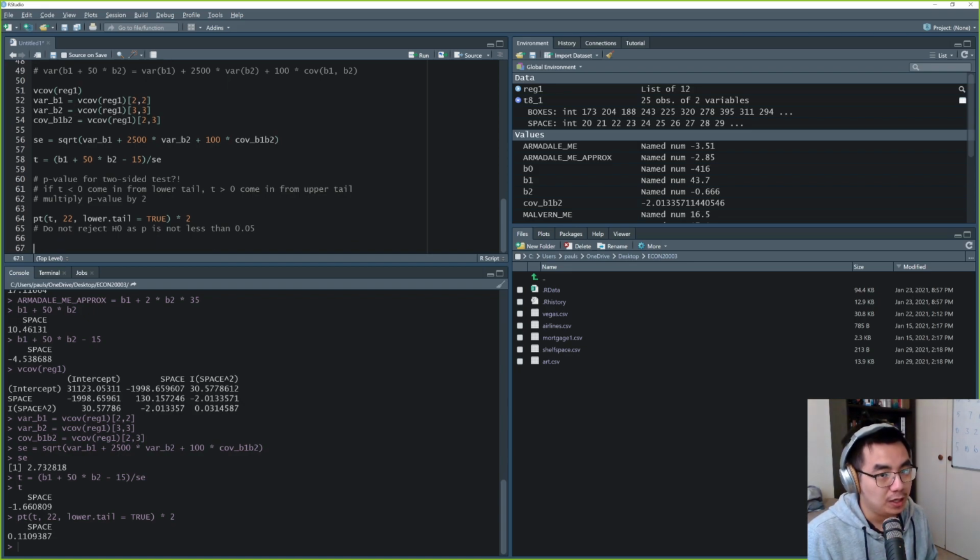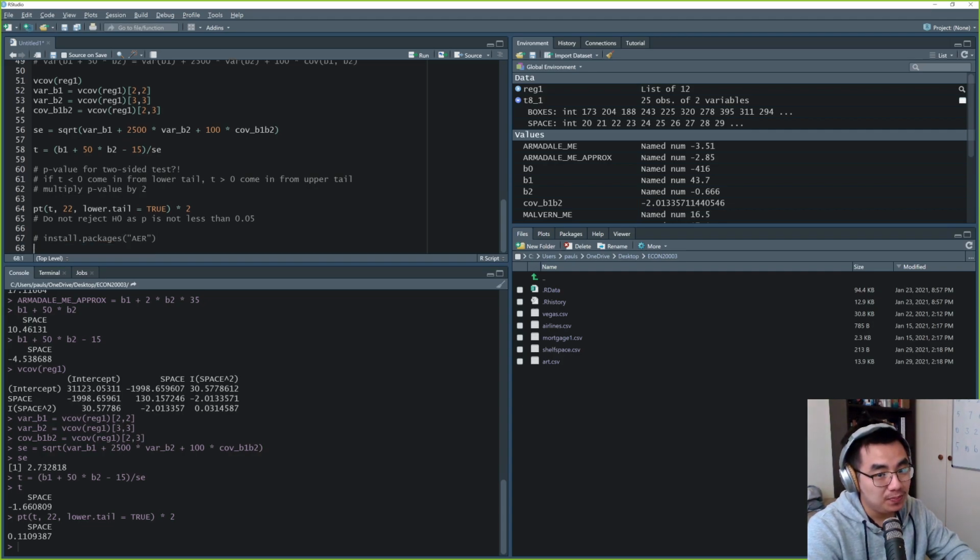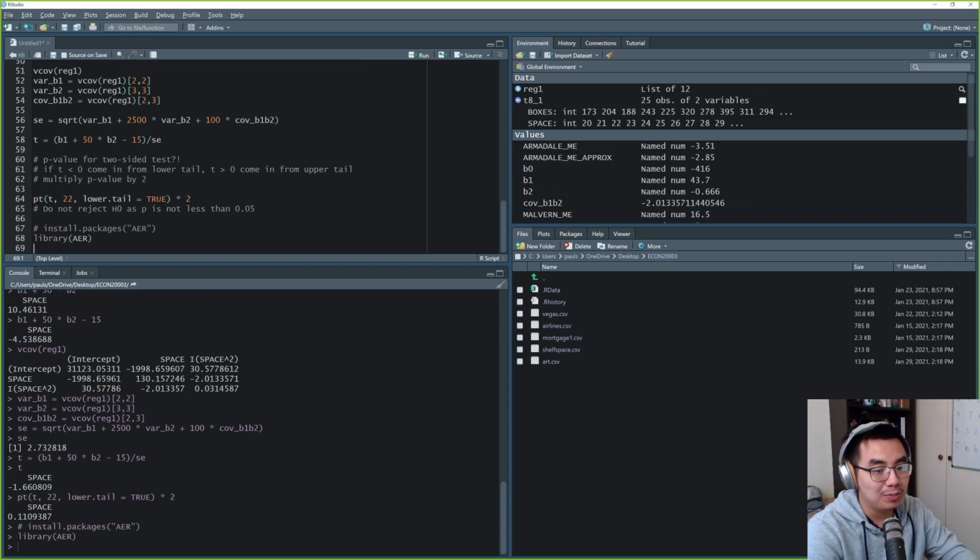All right, now that's how you do it manually. How do you do it using R? Well, you need the package AER. If you haven't installed the package, this is what you need to do. I'll comment this out just so I won't actually reinstall my AER package. You would install the package AER, and that'll install it. Once you've done that, just load up the package with library AER.